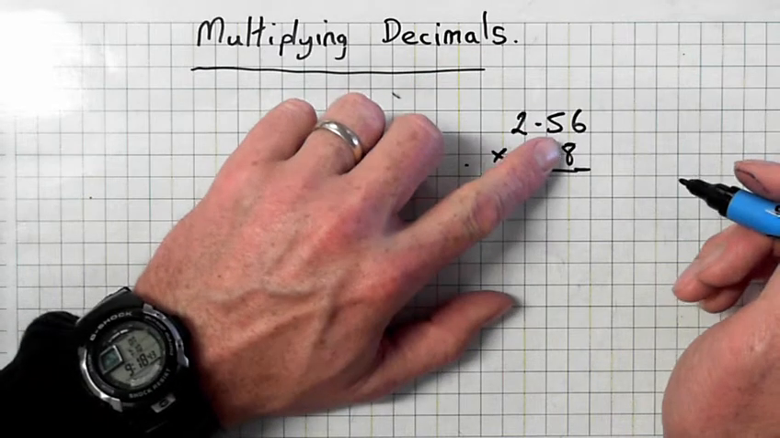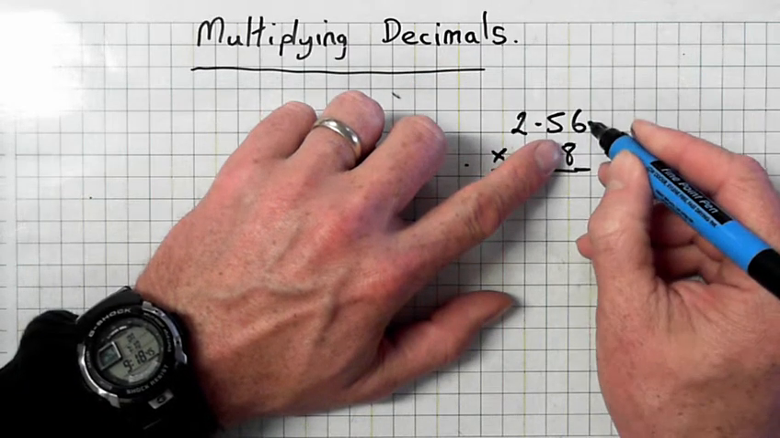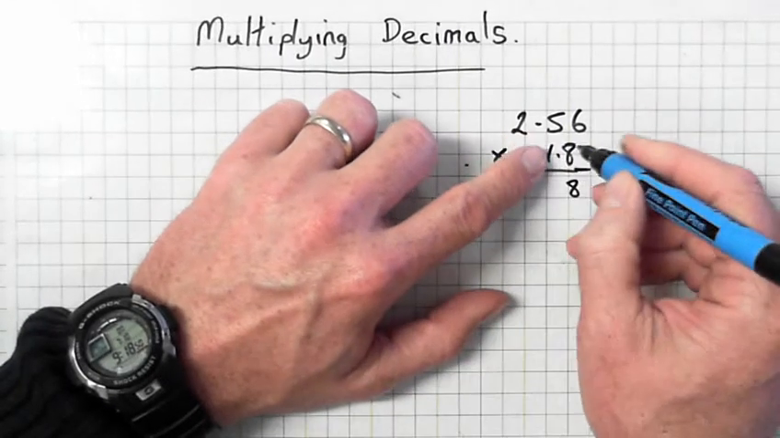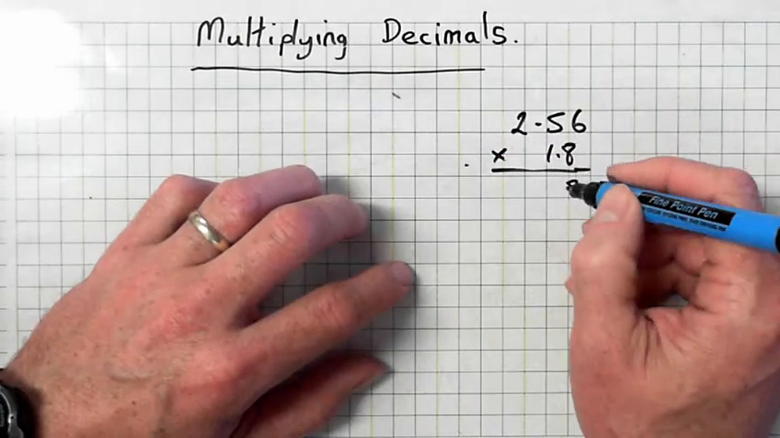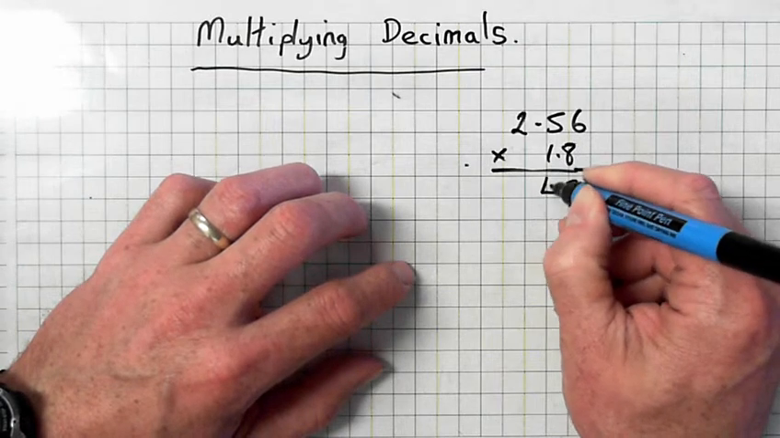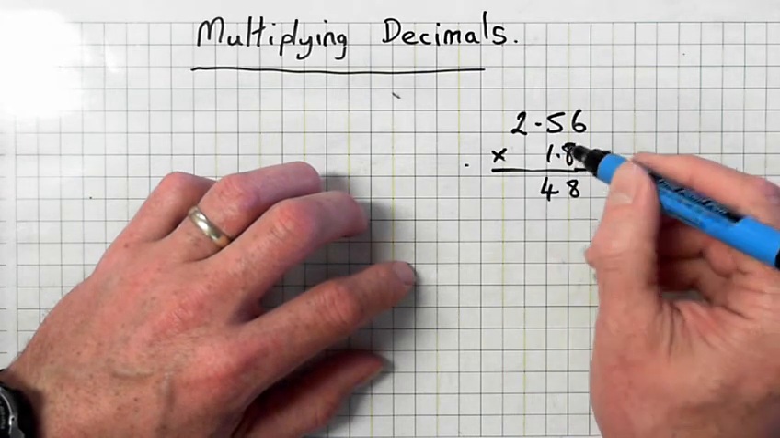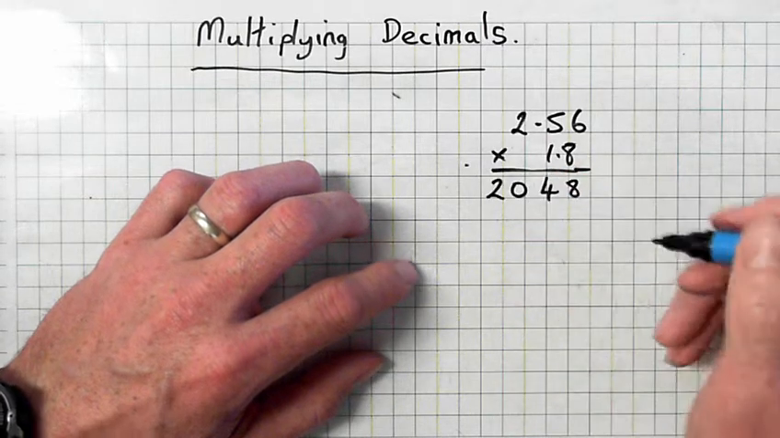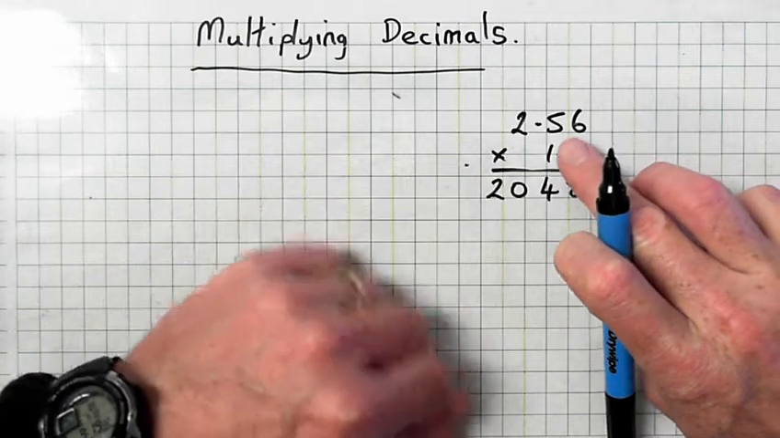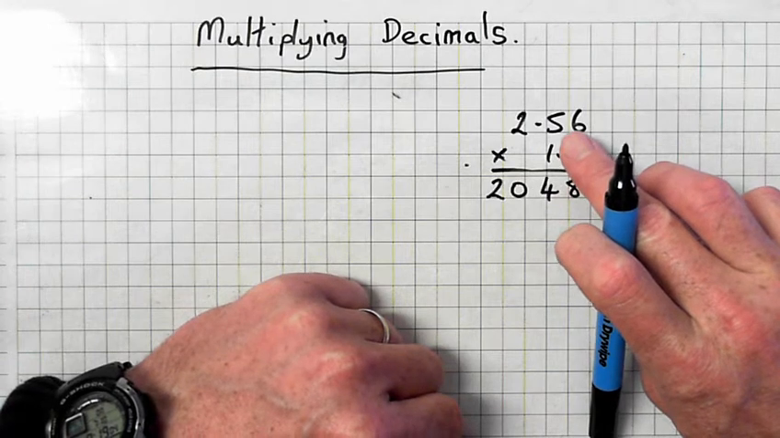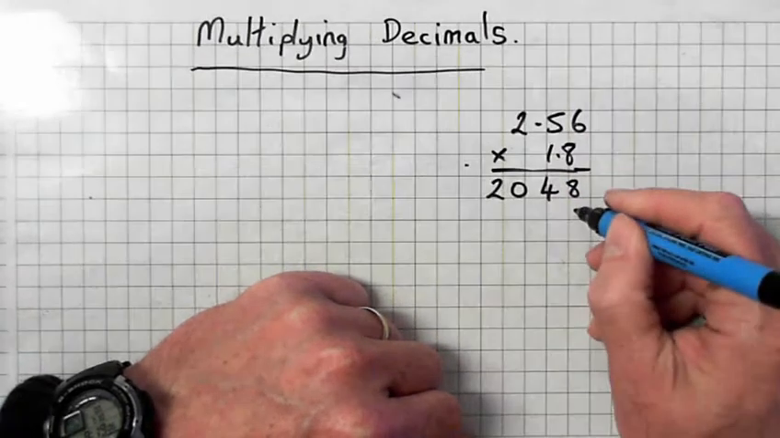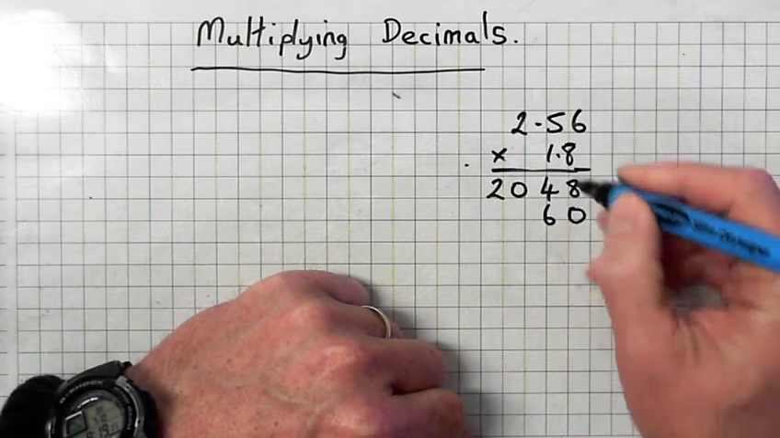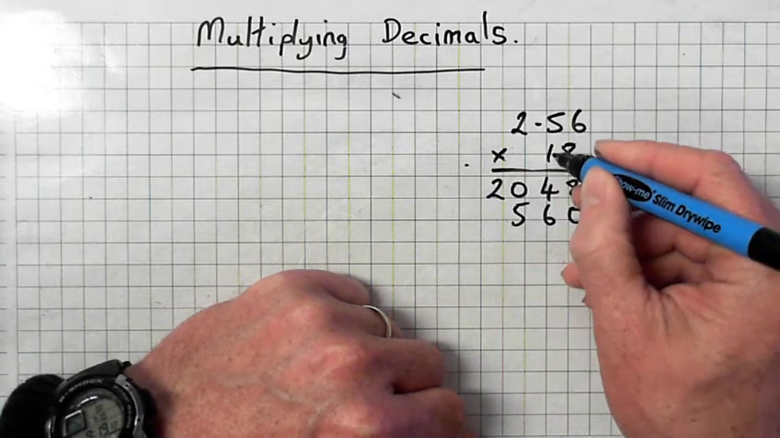It does matter in addition and subtraction. So first of all I'm going to multiply by the 8. 8 sixes, 48. Carry the 4. 8 fives, 40 plus 4, 44. Carry the 4. 8 twos, 16 and 4, 20. Now I'm going to multiply by the 1, but it's not a 1, it's a 10, isn't it? So put down the 0 and now multiply by the 1. 1 six, 6. 1 times 5, 5. 1 times 2.